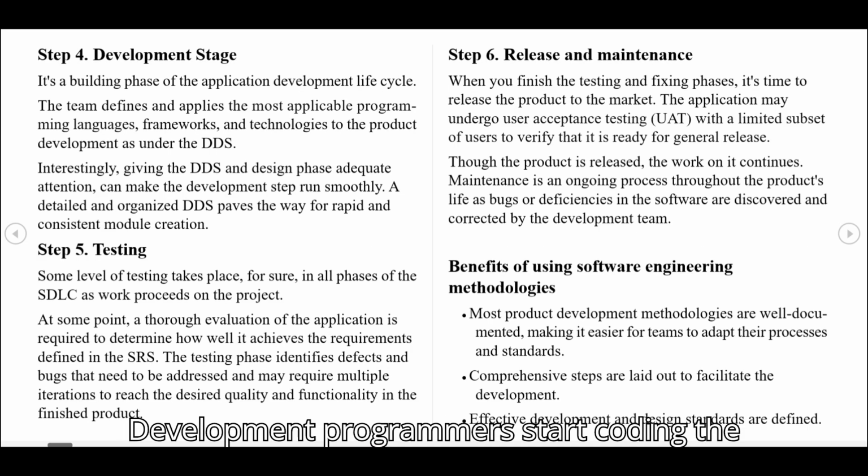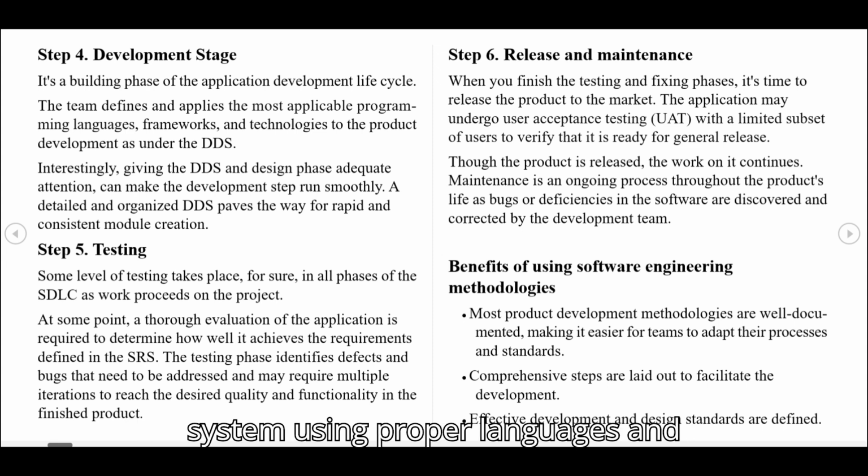Step 4, Development. Programmers start coding the system using proper languages and frameworks. Step 5, Testing. Check the software for errors or bugs and fix them. Step 6, Release and maintenance. After testing, release the software and keep improving it with updates. So, in short, plan, design, build, test, deliver, and maintain. These are the six basic steps of SDLC.